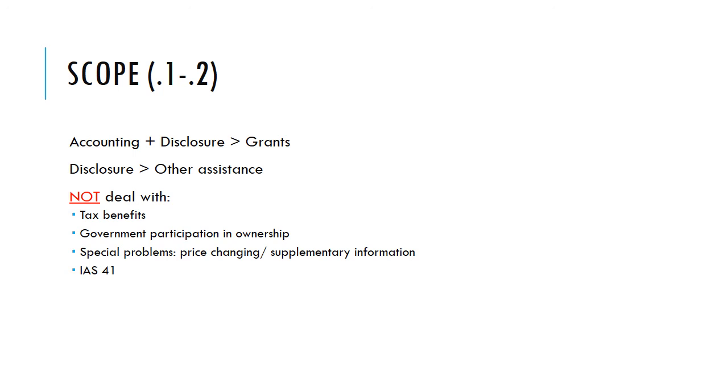So this tax benefit is, for example, you get a deduction for tax in your tax calculation. Okay, so if it's a benefit in terms of the tax you have to pay, so now you pay fewer tax, that is not government assistance or a government grant. Government participation and ownership is also excluded from IAS 20, and then special problems with price changing and supplementary information is also excluded from IAS 20.